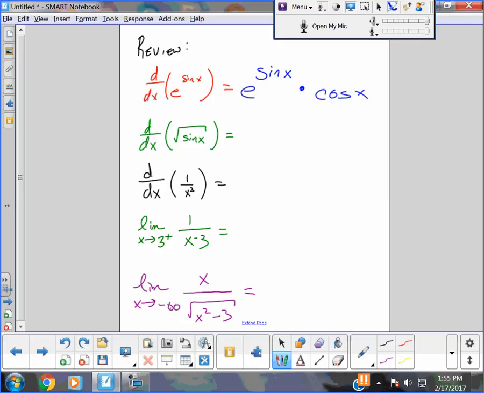Everybody on the second one, d dx of the square root of sine x is sine x to the half power. This is a power rule, okay, with a chain rule. The half comes down. You reduce the order by 1. You multiply by the derivative of sine, which is cosine.